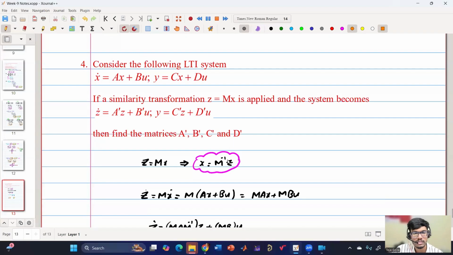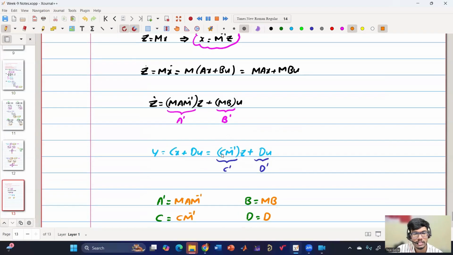So I got A dash and B dash. Similarly, y equals C dash Z plus D dash u, and then I got C dash and D dash. So this is our final problem for today's session. Do you have any further queries, Navid? If not, then I'll quickly summarize and end this session.